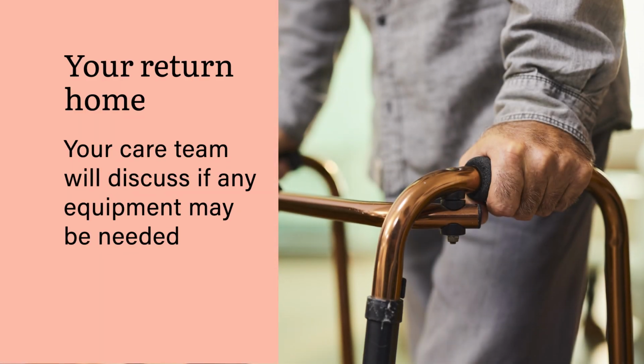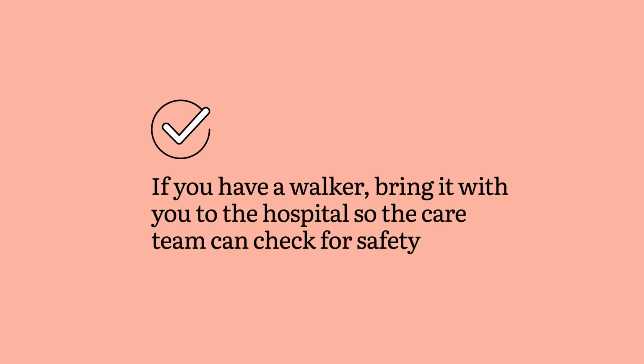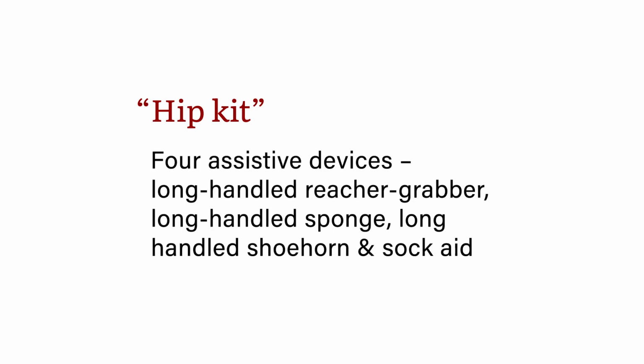Your care team will discuss if any equipment may be needed. If you use a walker, please bring it with you to the hospital. The care team can check it for safety or adjust it for fit. Before surgery, you might also want to purchase a hip kit. This is totally optional, but many find it useful after spine surgery. It consists of 4 assistive devices. These are a long-handled reacher, long-handled sponge, long-handled shoehorn, and sock aid. These can be purchased at most Sentara to-home pharmacies or online.